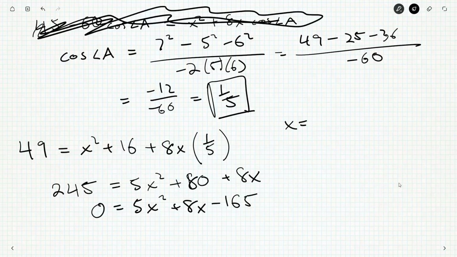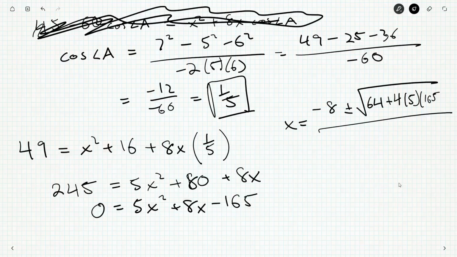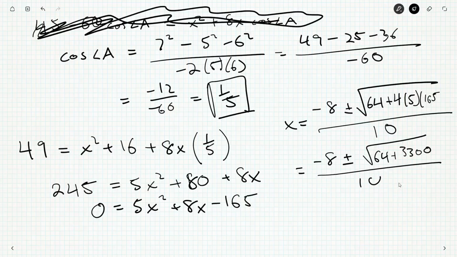Yes, x is going to be negative b plus or minus the square root of b squared minus, but then that'll cancel out with this minus, so plus 4ac, all over 2a, so all over 10. Negative 8 plus or minus the square root of 64 plus 20 times 165. So 3300, all over 10. I'm losing a little confidence because I think when I add 64 to that, I'm not going to get a square.